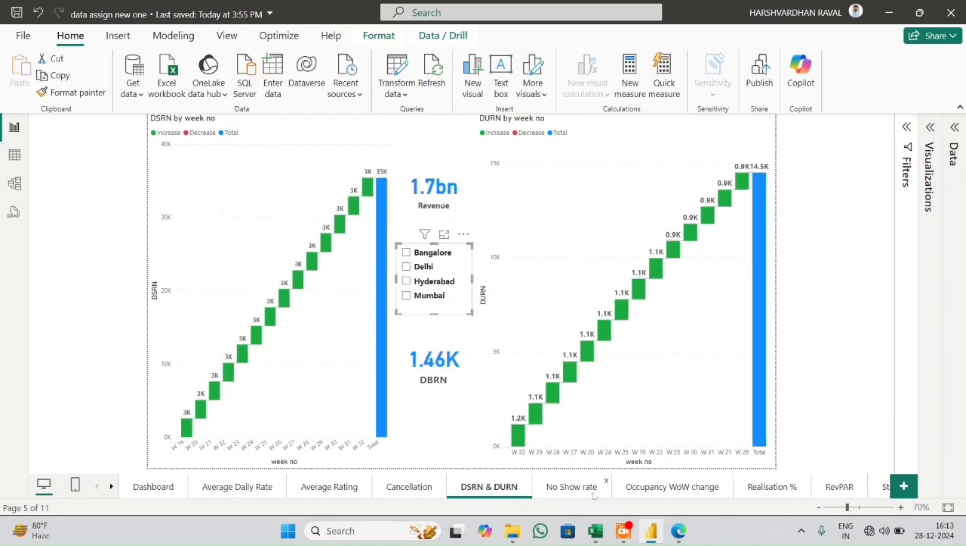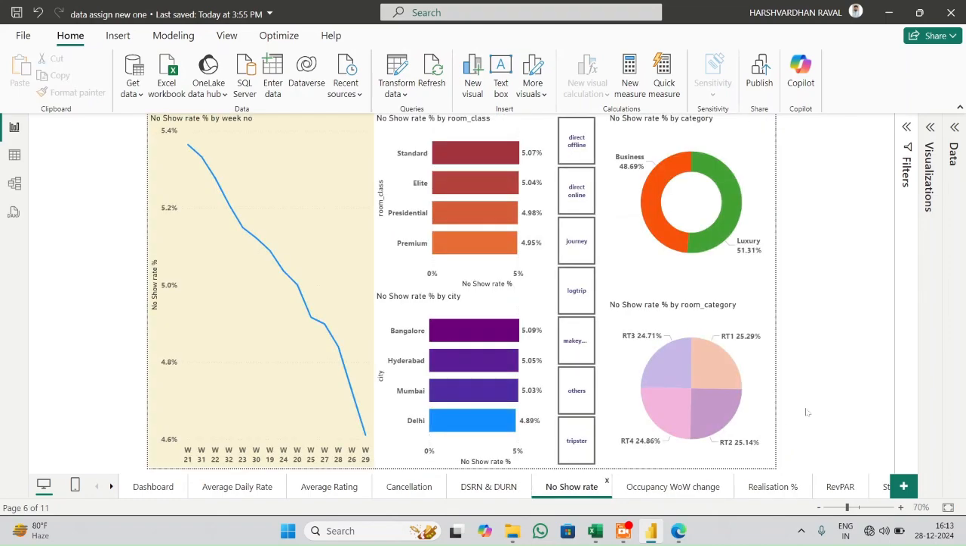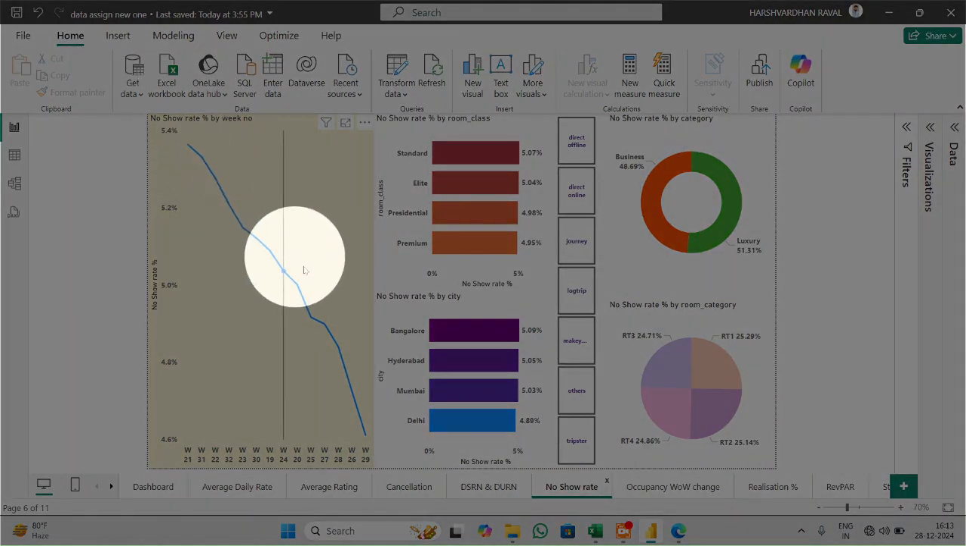Okay. Then no show rate. What is no show rate? It depicts that after a customer has booked a room in the hotel, they do not even show up at the property at the stipulated time decided by the customer. They just don't come to the hotel, and the booking just remains as it is. No show rate, as we can clearly see, is shown by week number in this line chart. I have created the line chart to see the trend of this.